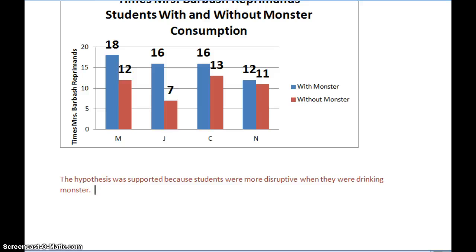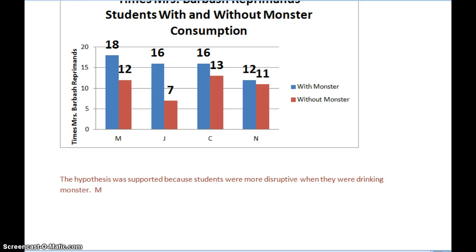Okay, so here we go. They're more disruptive when they're drinking Monster. Remember, you only get 1 point for supporting your hypothesis. Now we need actual numbers from the graph. So let's just choose 3 of those 4 students to talk about. It's very easy. We'll choose the ones that are the most obvious, okay?